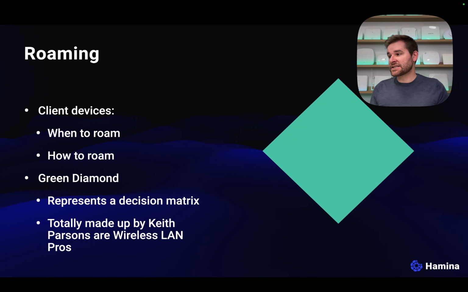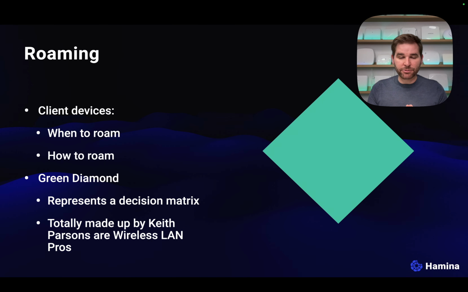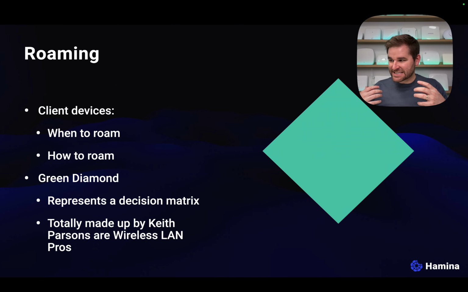Things that will influence its decision when to roam are signal strength and signal to noise ratio. I think probably one of the biggest ones is the retry rate. If the retries are just going through the roof, if the client device has gone all the way to the lowest data rate it possibly can, and it still isn't managing to bring those retries back up, then it will make the decision to roam to another access point.